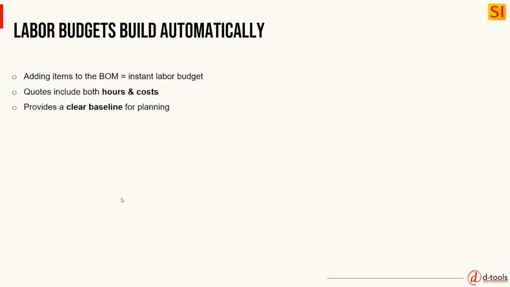But just a couple of key points to think about, right? With this approach, when we add items to the BOM, we get this instant labor budget, right? Each item we add is generating labor along the way. That quote will include both hours and the costs or prices related to that time. And it provides a clear baseline for project planning, to really understand how these budgets can be used to execute on our project.